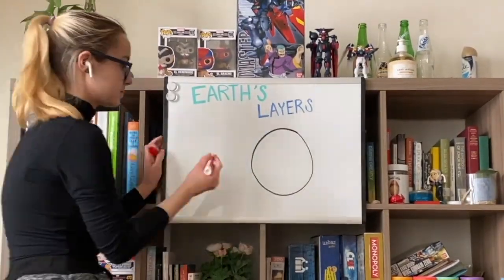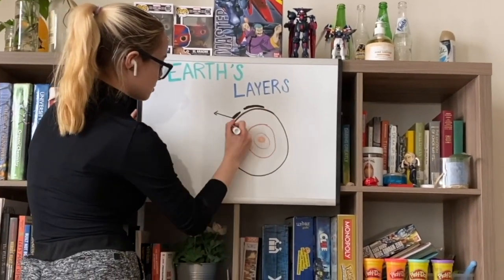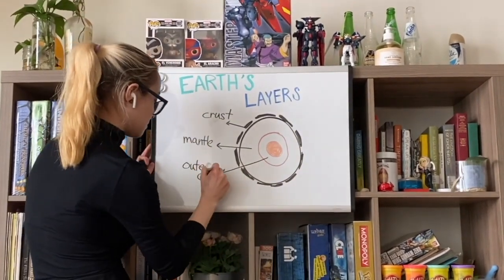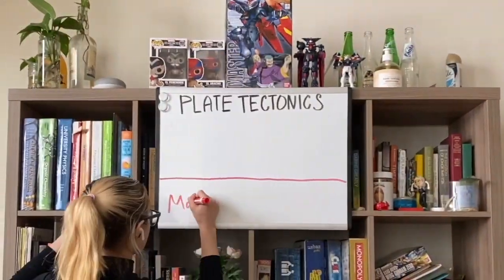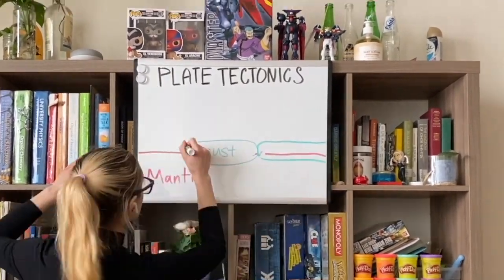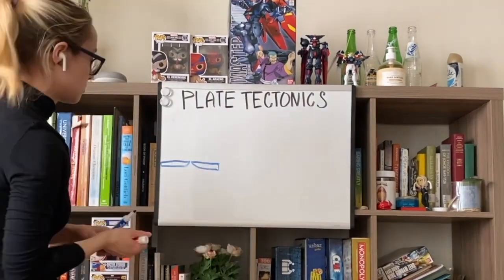In order to understand how volcanoes form, first we must talk about plate tectonics. The Earth is made of four layers: the crust, mantle, outer core, and inner core. Plate tectonics is the theory that Earth's outer shell, the crust, is divided into plates floating on top of the mantle, and they can move around. There are three places where plates interact.